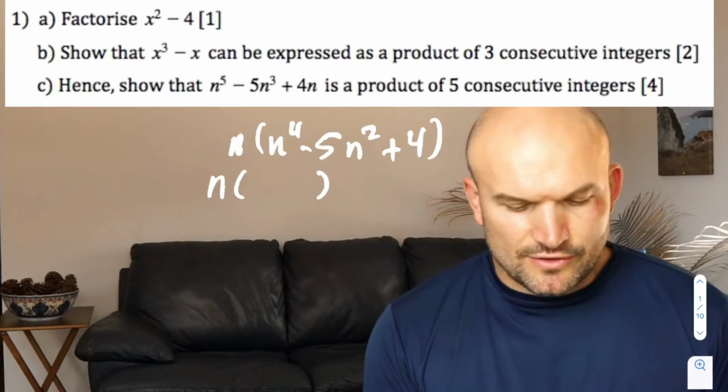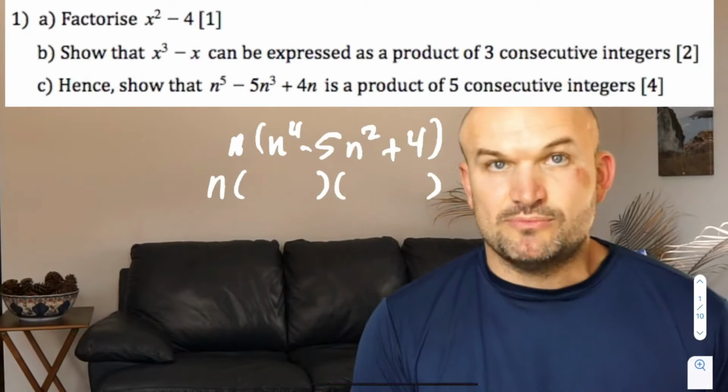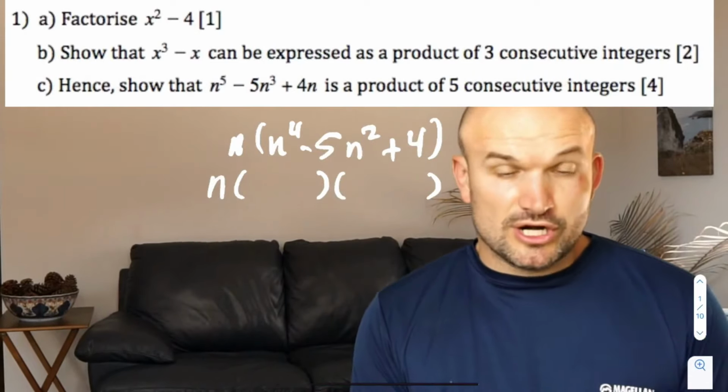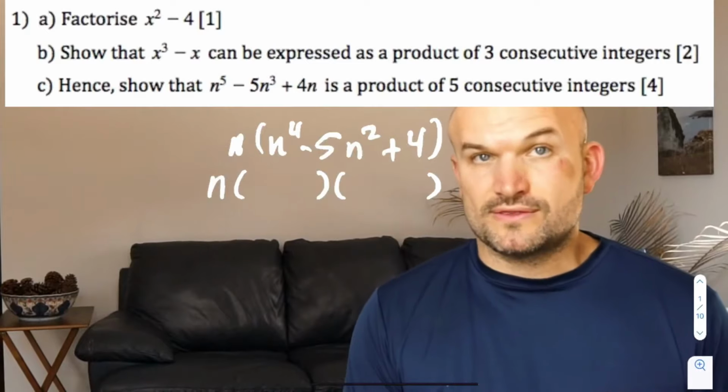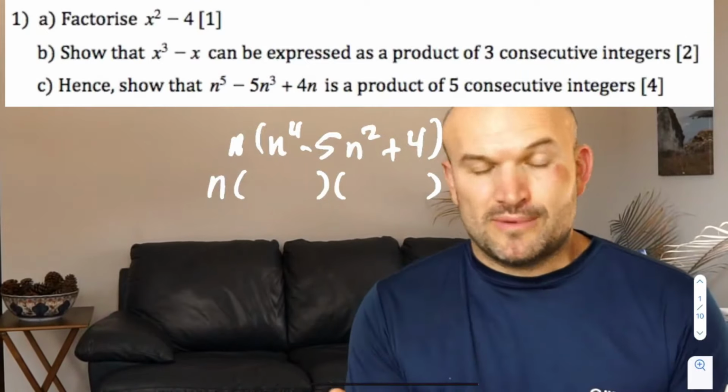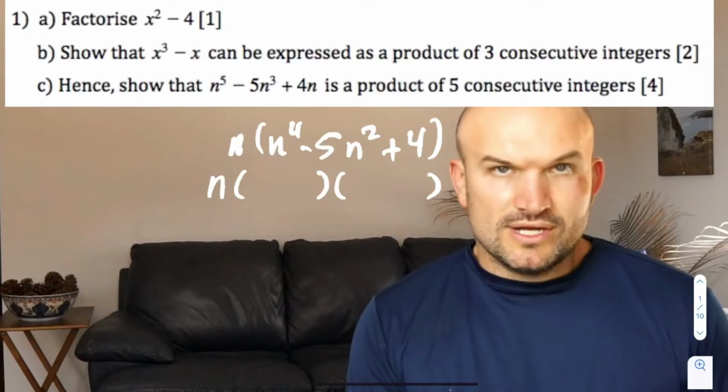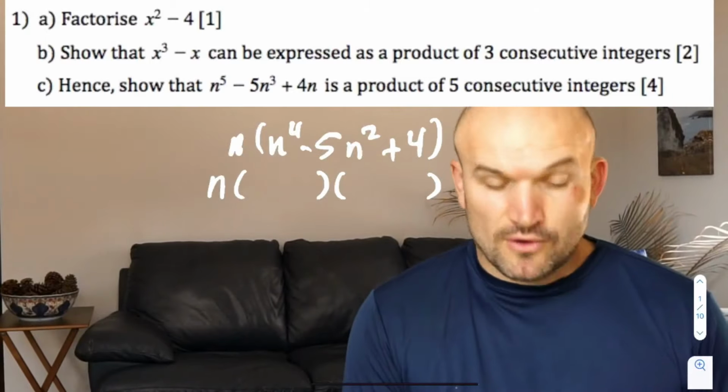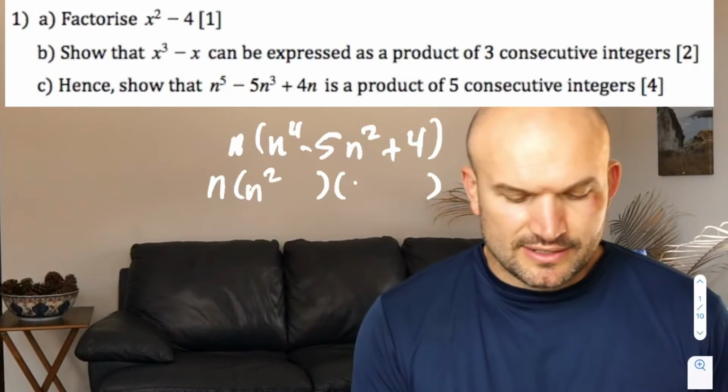I know that this can be rewritten as a product of two binomials. Now, the first two terms are going to multiply to give me n to the 4th, just like we had that x squared minus 4, if you remember from the first example. So what two terms would multiply to give me n to the 4th? Well, I could say n squared times n squared.